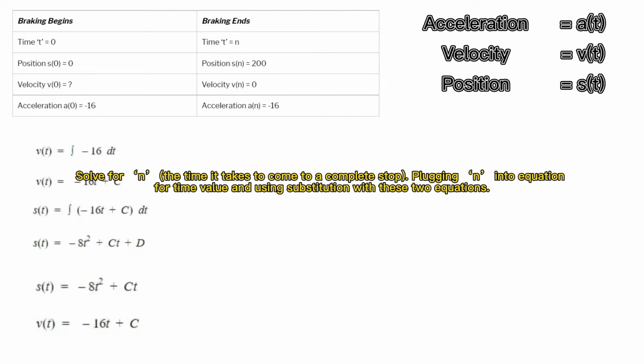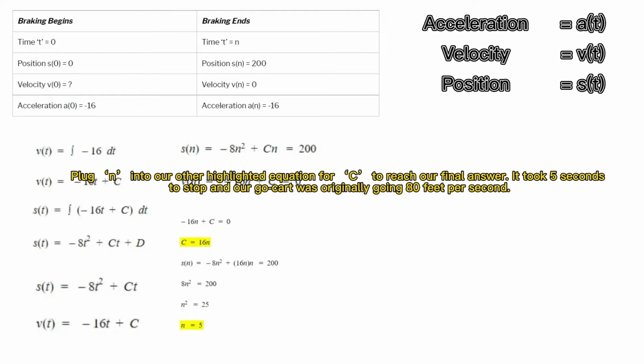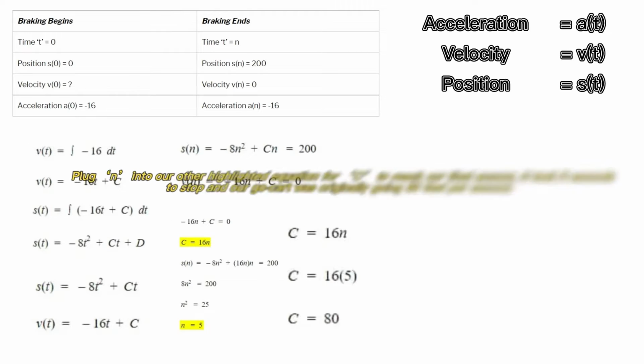Now let's solve for n, which is the time it takes to come to a complete stop. We will do this by plugging n into our equation for our time value and using substitution with these two equations. From here, it's very simple to plug n into our other highlighted equation for c to reach our final answer. It took 5 seconds to stop, and our go-kart was originally going 80 feet per second.